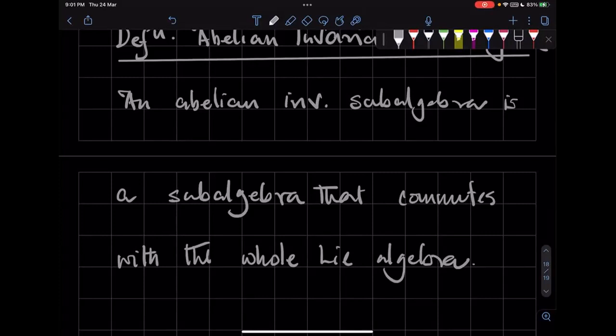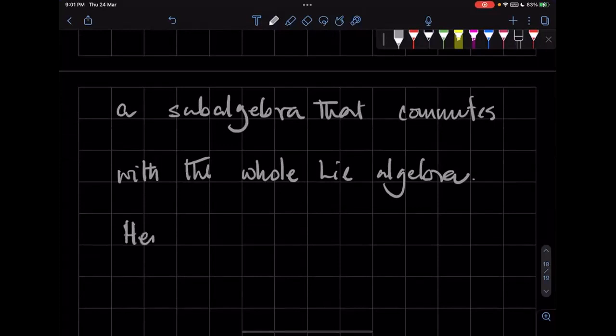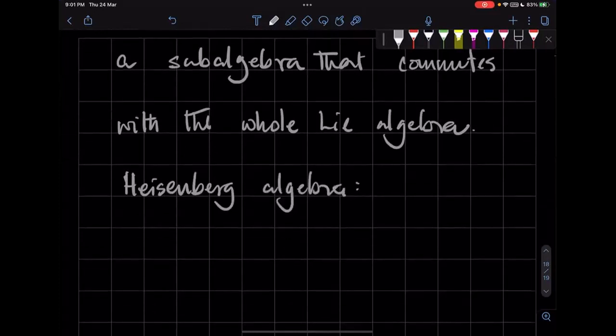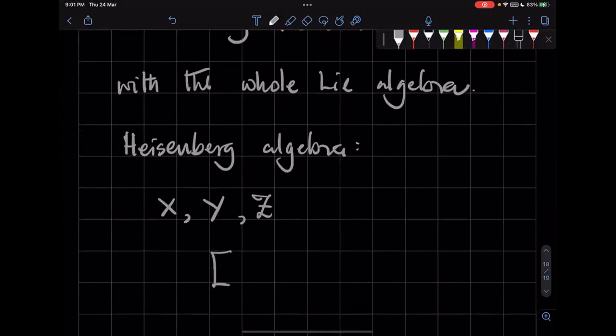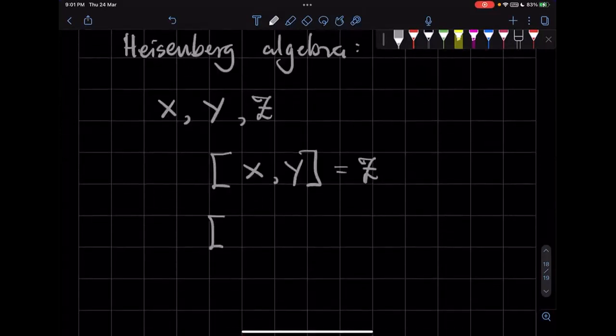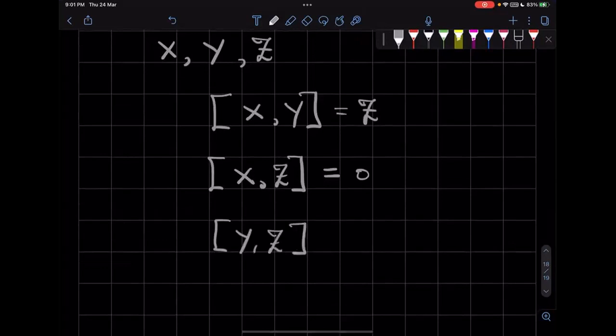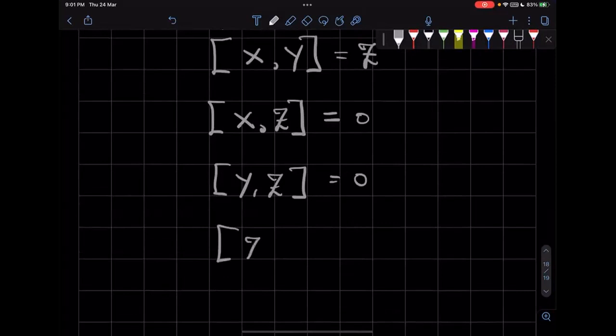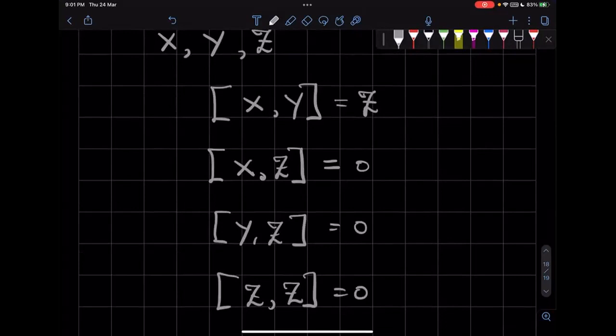Okay, let's refresh your memory. Remember the Heisenberg algebra? The Heisenberg algebra had X, Y, and Z, right? And the commutator of X and Y gave me Z. But the commutator of X and Z gave me 0, and the commutator of Y and Z gave me 0. And obviously, Z will commute with itself. So isn't Z an abelian invariant subalgebra then?